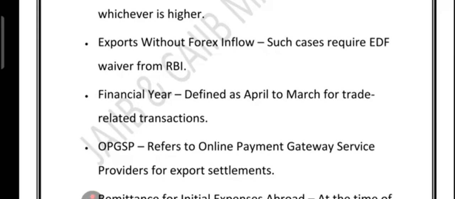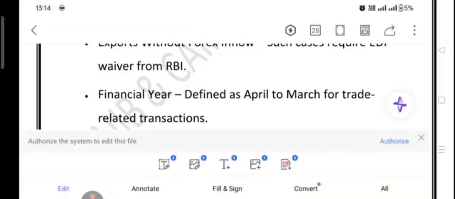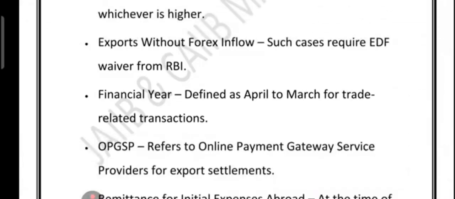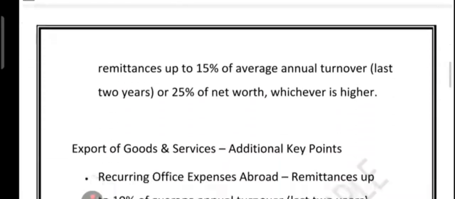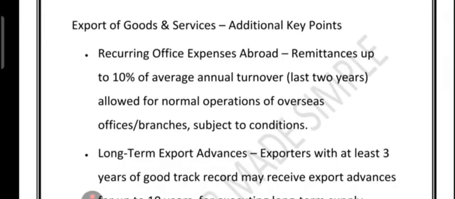A special waiver is given. And also there is a cap on how much you can send abroad for starting an overseas office. So what is the cap? 15% of your turnover or 25% of your net worth, whichever is higher. That is the cap. Now friends, let's look at the export of goods and services, some more key points.